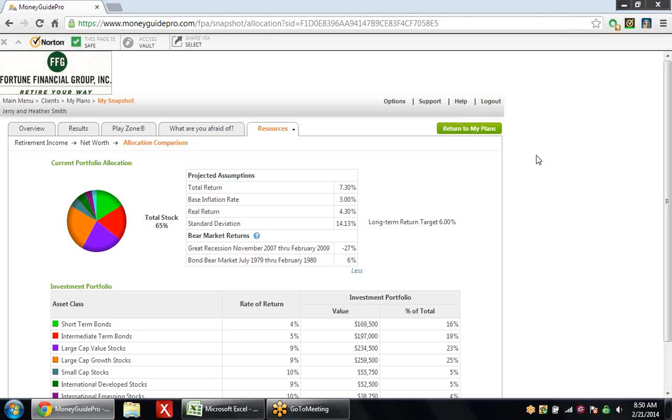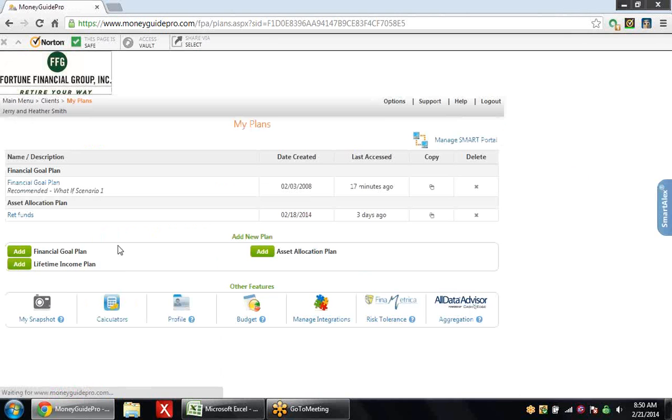So that's my analysis of how to use the snapshot feature on Money Guide Pro. To get back to home base, always hit return to my plans, and it takes you back to the starting point. Hope you find that very helpful.